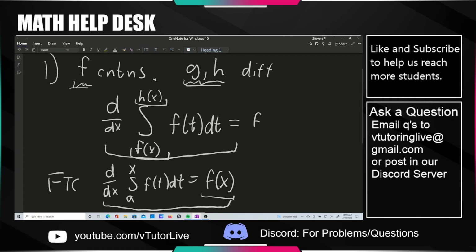All right, so we have problem number one, where we're talking about a continuous f and g and an h that are differentiable. And the idea is a little twist in the fundamental theorem of calculus, which I have written over here. The regular fundamental theorem says that the derivative and the integral kind of cancel out, leaving you with just f of x.